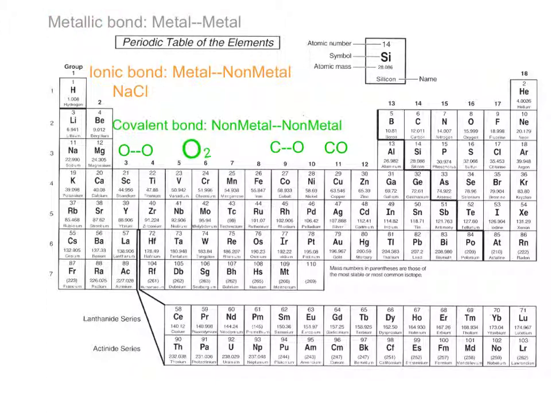So let's review. When you have one metal and one non-metal together, that bond is going to be considered ionic. When both are non-metals, that bond is going to be considered covalent. And when you have two metals, of course, the bond is going to be considered metallic.